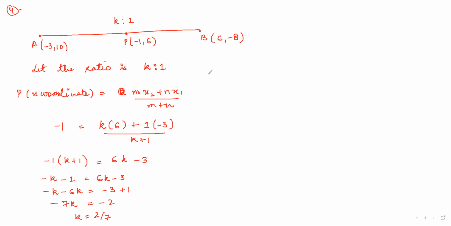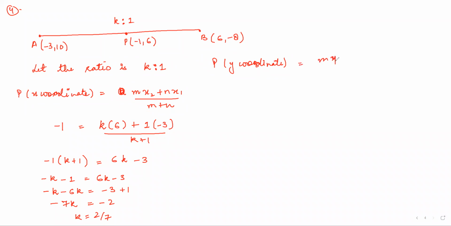Now you can also check it for the y coordinate also. So for the P y coordinate, both ways you will get the same answer, because the ratio will be the same at the point, whether you are considering the x coordinate or the y coordinate. The ratio is not going to change. Understood? Yes. So you can check it this way also.